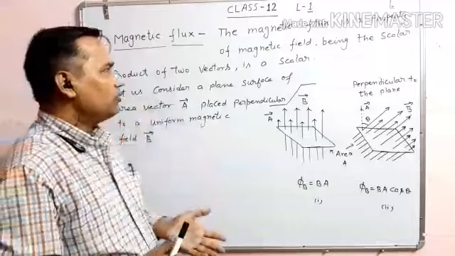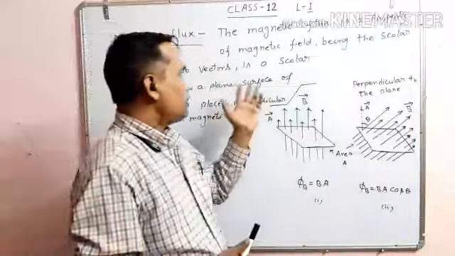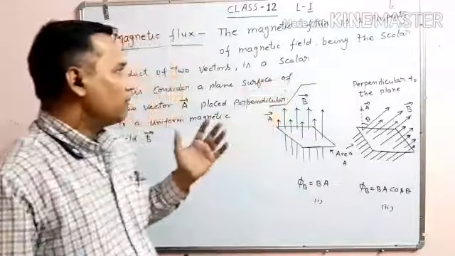Dear student, today I discuss the chapter electromagnetic induction. In this chapter I discuss the new topic, and today's topic is magnetic flux. As you read in lower classes, magnetic flux is a property of magnetic field, being the scalar product of two vectors. It is a scalar.